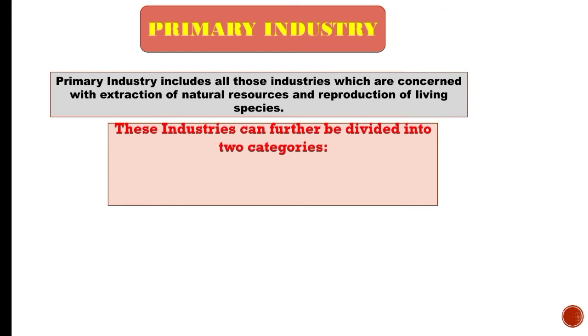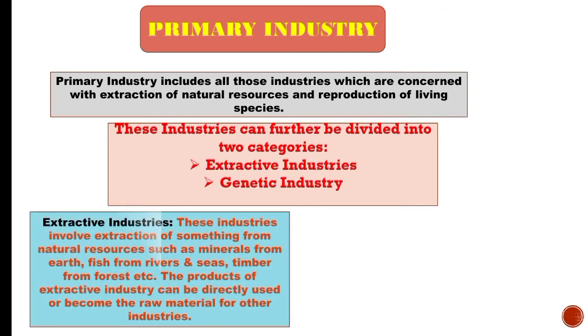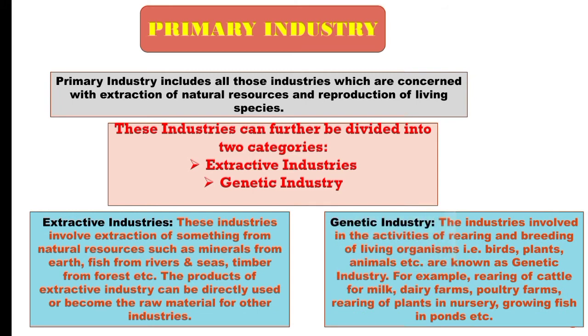Now primary industry is further classified into two categories. First is extractive, second is genetic. Now if we talk about extractive industry, these are the industries which involve extraction of something from natural resources such as minerals from earth, fish from rivers, seas, timber from forest, etc. So here the resources or the raw materials are collected from natural resources, and the product of extractive industry can be directly used or it can become raw material for other industry.